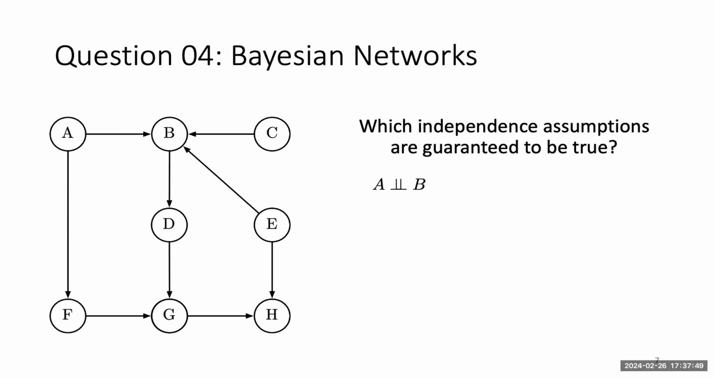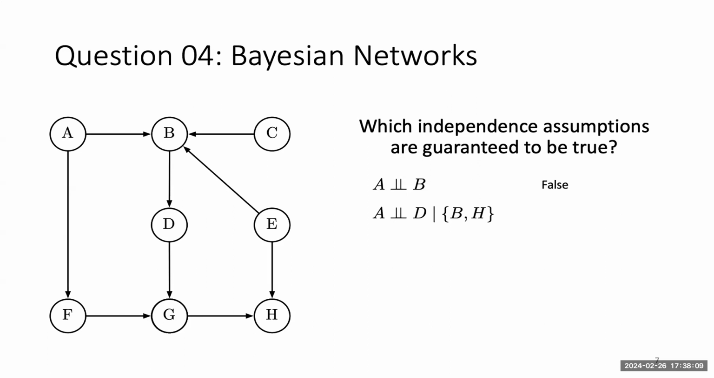Is A guaranteed to be independent of B? Yes or no? Nope. It's not guaranteed to be independent because you have an active path between A and B.